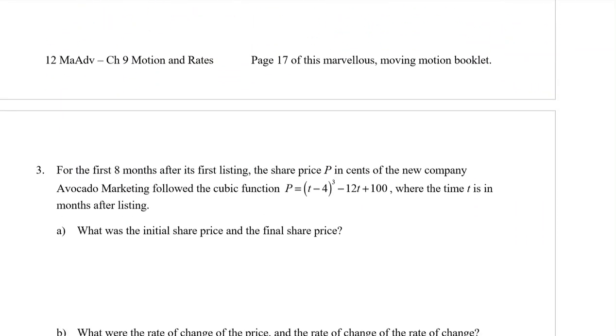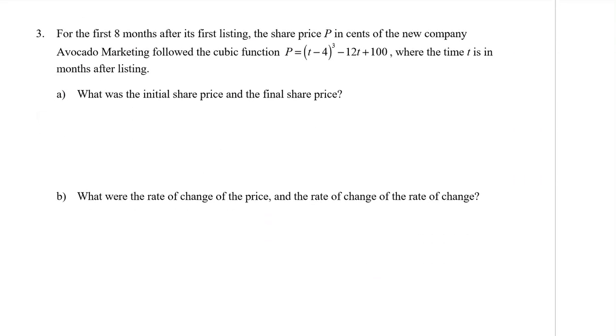Let's move over to question 3. For the first 8 months after its listing, the share price, which is P in cents, of a new company of avocado marketing, followed the cubic function, the one that is given there, where the time T is in months after the listing. What was the initial share price and the final share price? So the initial share price is when T equals 0. And the final share price will be after 8 months. So that's when T is equal to 8.